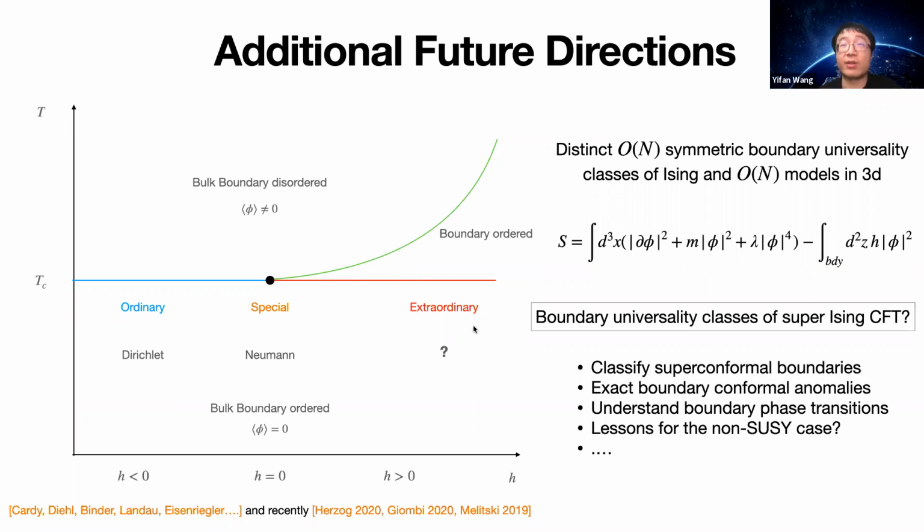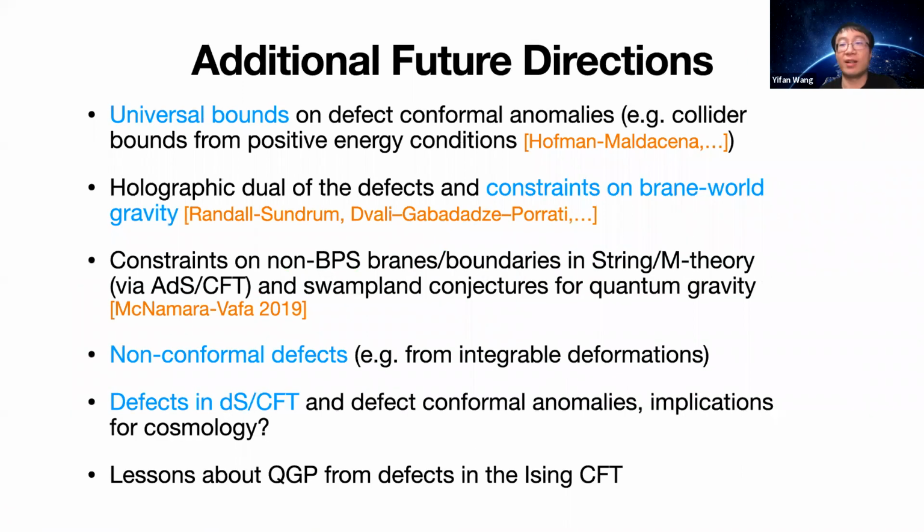Here, what I want to suggest and explore is the similar boundary universality class and the phase transitions for the super Ising CFT. In that case, we have more tools, using the non-perturbative relation that I derived from supersymmetry. We can try to classify the superconformal boundaries that correspond to these universality classes, and we can extract the boundary conformal anomalies exactly using these anomaly multiplet relations. With those in hand, we can try to understand the boundary phase transitions. And finally, it will be very interesting to extract lessons for the non-supersymmetric case corresponding to these O(N) models. I think I'm over time.